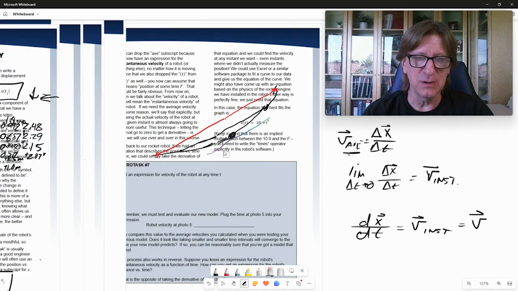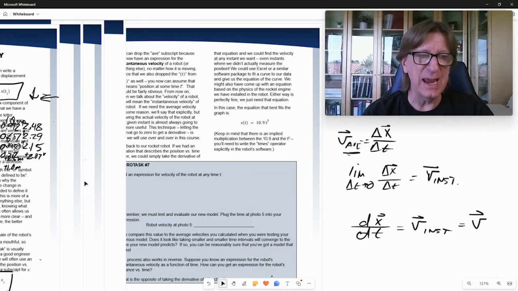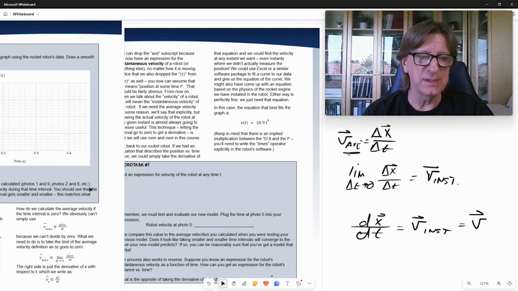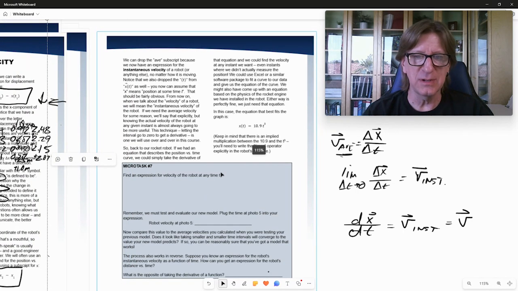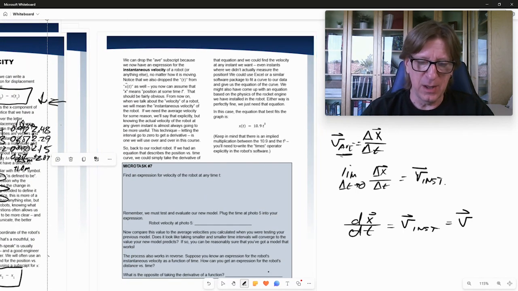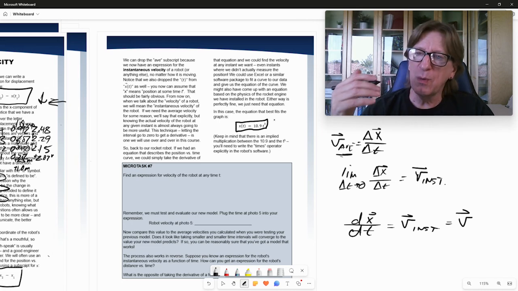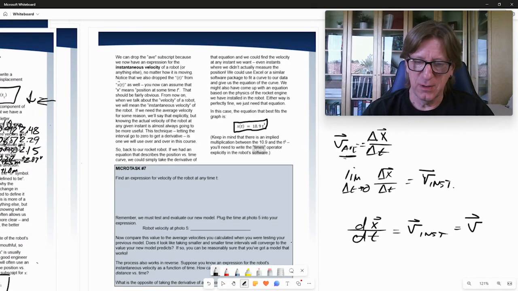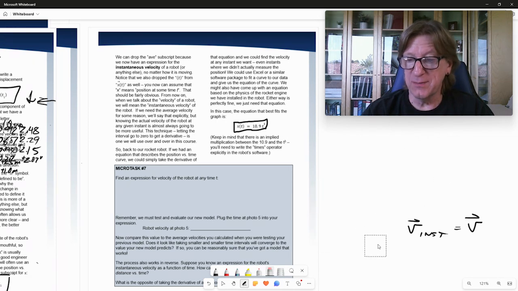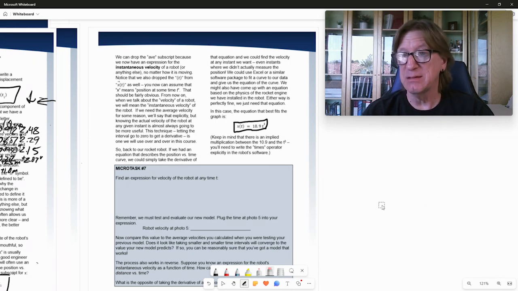I'm going to have to erase our graph here. We now have what we need to calculate the velocity of this robot at any time. Let's move all these out of the way so that we can see. So take a look at microtask 7 here. All right, now up here at the top of the page right here, what we did was we fit a curve. We fit an equation to that curve. Now, you're gonna have to do this in lab. You're gonna be doing this practically every lab.